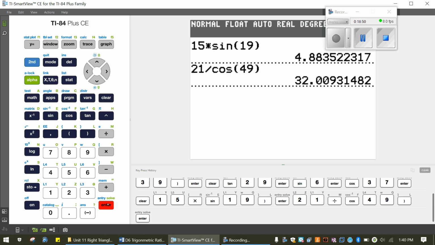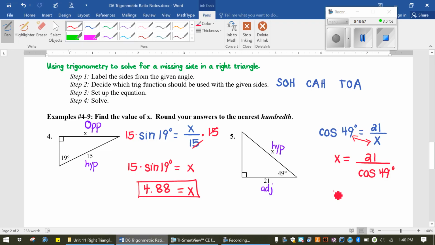And what we get is 32.009. Let's round that up to 1. So 32.01. So x is 32.01.